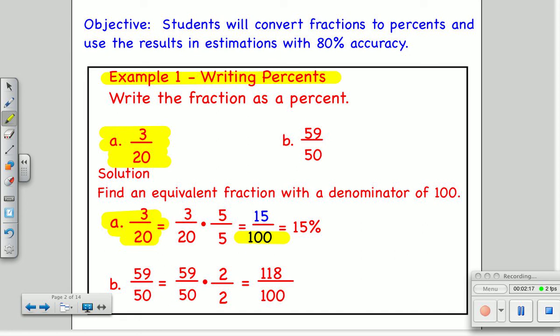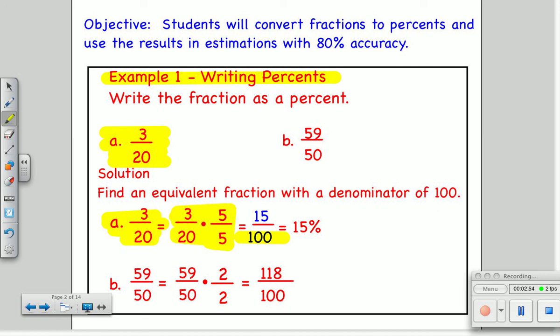Well, if I want to increase the number 20 to 100, I know I have to use multiplication. Multiplication increases numbers. What can I multiply by 20 to get 100? 5. So that's where we get this. 3/20 times 5 over 5, which is the same as 1 whole. So that means 3/20 is equal to 15/100. If I have 15 out of 100, I have 15%. This is why it's easier to write fractions as percents if you change the denominator to 100.